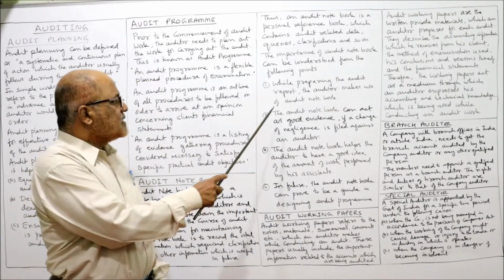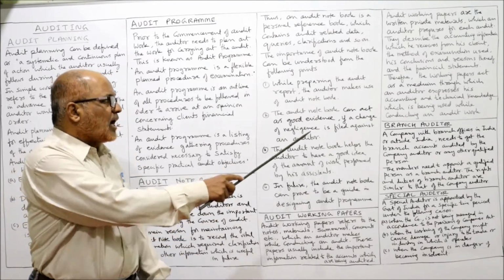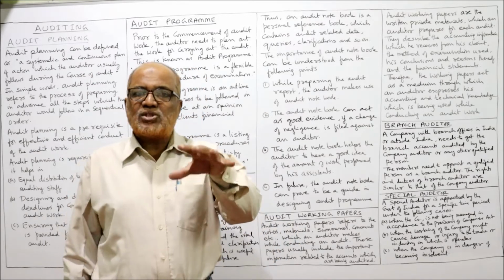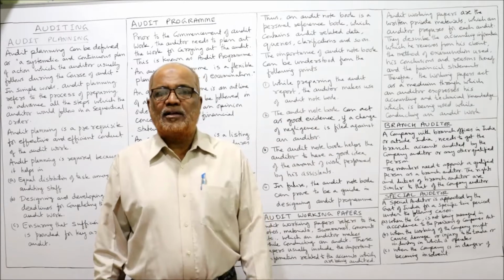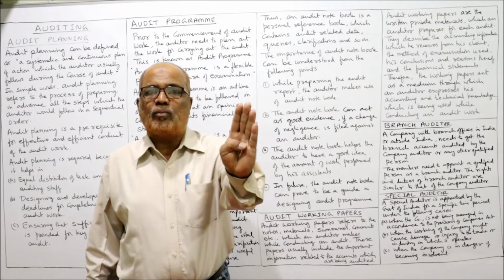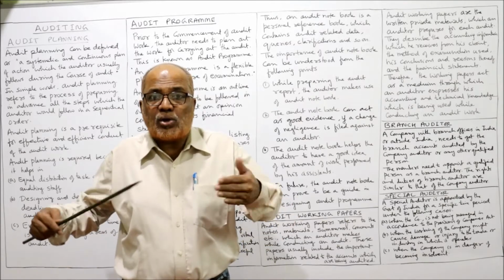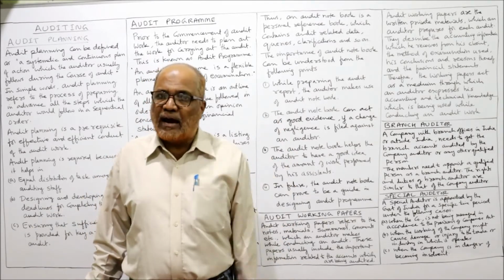That is the importance. Second one, the audit notebook can act as good evidence if a charge of negligence is filed against the auditor. If a case of negligence is filed against the auditor, then the auditor can bring this audit notebook as a proof, as evidence that there is no negligence on the part of the auditor. So the audit notebook is evidence.